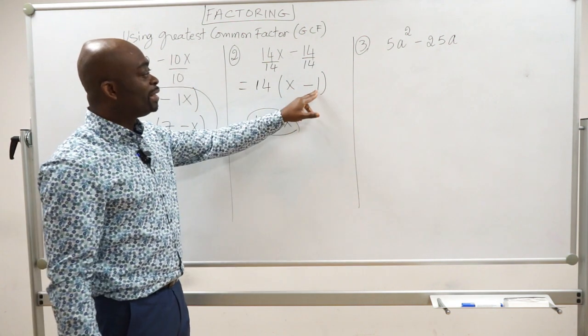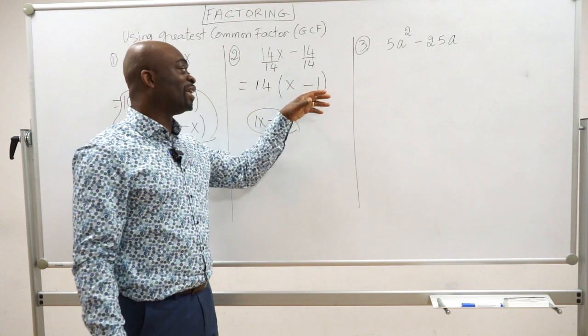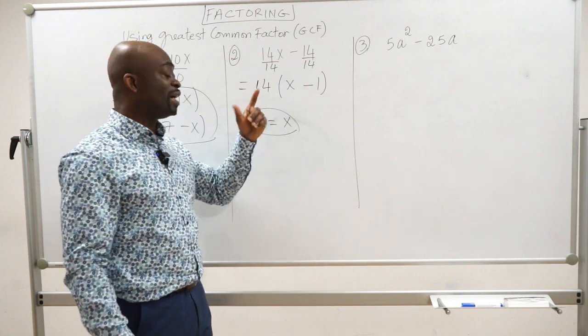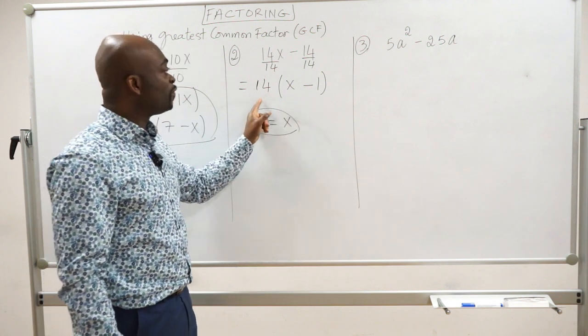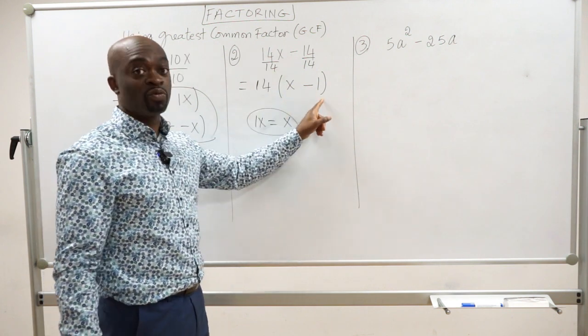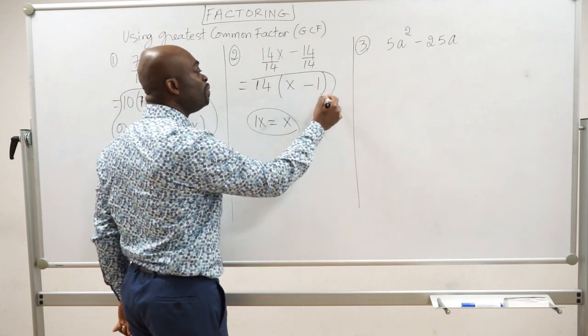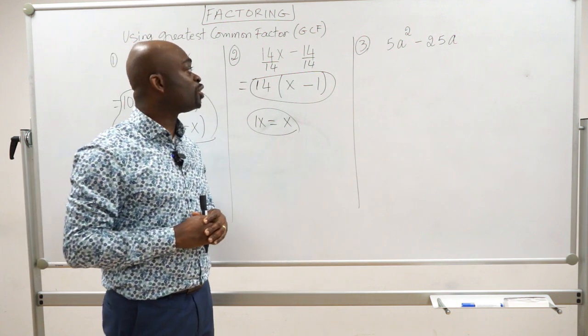Okay? But in this case, we just didn't say, okay, you know what, because that's 1, we're just going to remove it. No, we don't do that. We keep the 1 in this case. Remember, how do you check your answer again? By taking 14 times x, which is 14x, taking 14 times 1, which is negative 14. So this, again, will be your final answer, in this case for question number 2.